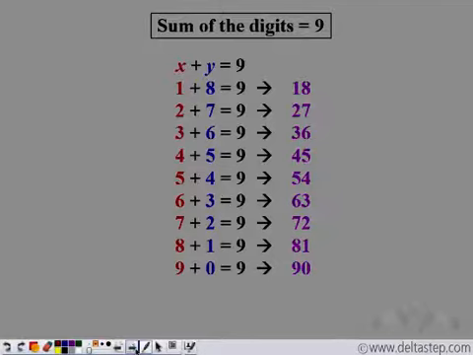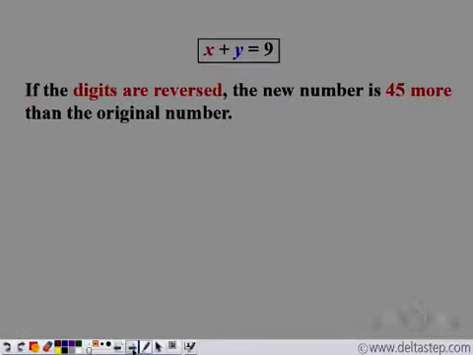Now let us come back to our game again. From 90 numbers, you have got these 9 numbers. But you still have a long way to go because you need to tell me just one number. So let me help you once again. I'll give you one more hint. If the digits are reversed, the new number is 45 more than the original number. What was the original number?